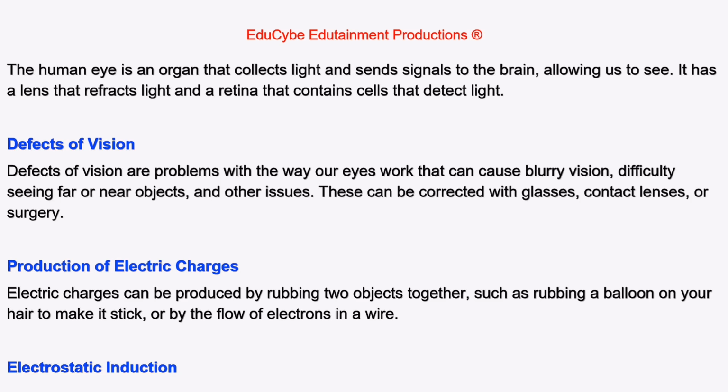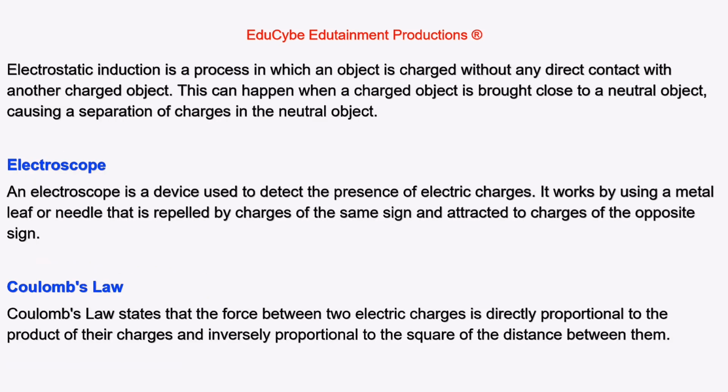Production of electric charges. Electric charges can be produced by rubbing two objects together, such as rubbing a balloon on your hair to make it stick, or by the flow of electrons in a wire. Electrostatic induction. Electrostatic induction is a process in which an object is charged without any direct contact with another charged object. This can happen when a charged object is brought close to a neutral object, causing a separation of charges in the neutral object.